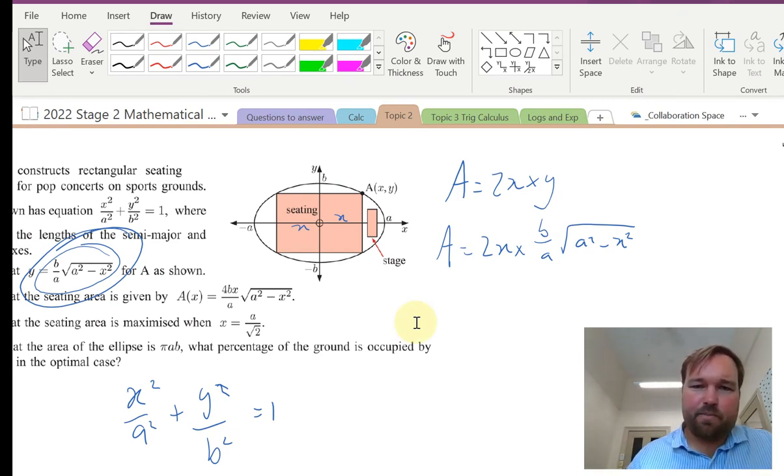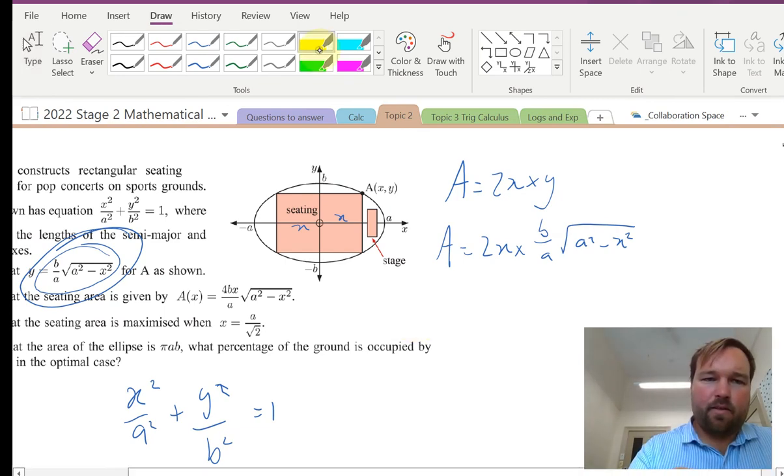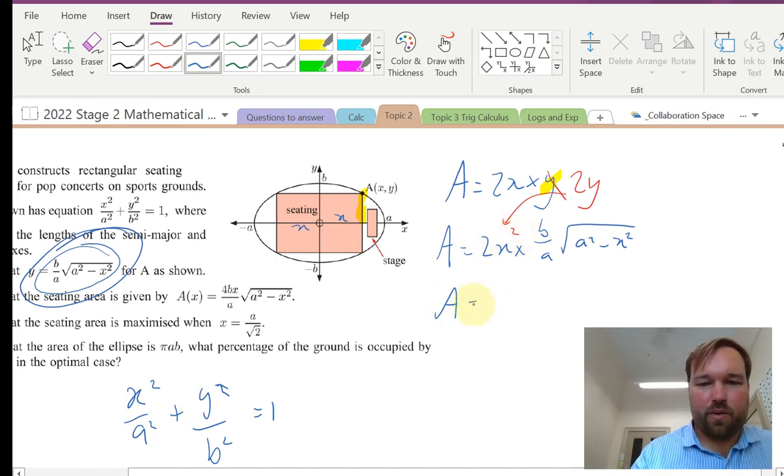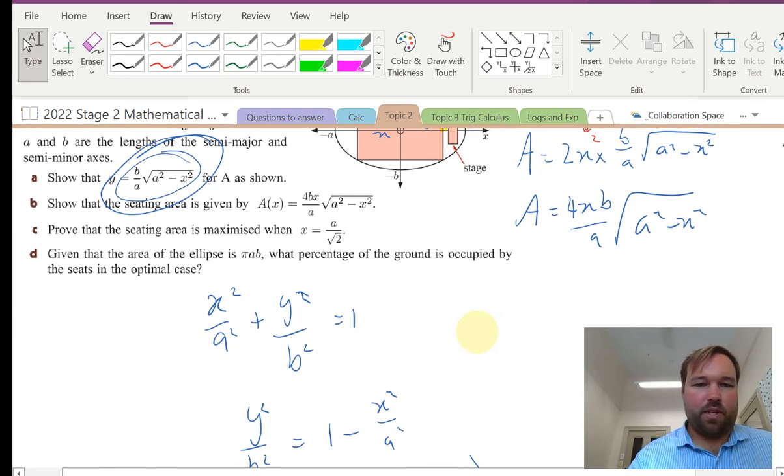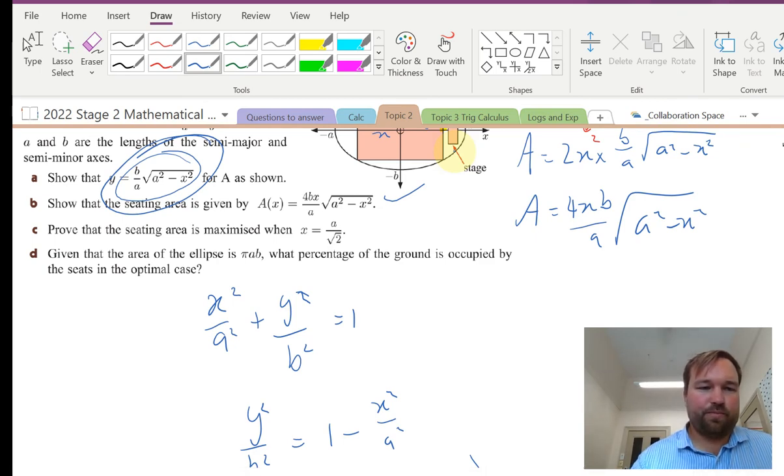Oh, and I've made a mistake, because really it's not just y high, because that's that high. It should be 2y, which actually doesn't change anything, it just throws another 2 in here for us to play with. So then the area is 2 times that, now read to, is 4x b on a root a squared take x squared. Alright, which is what they're after. Nice. The seating area is maximized when x equals a on root 2.